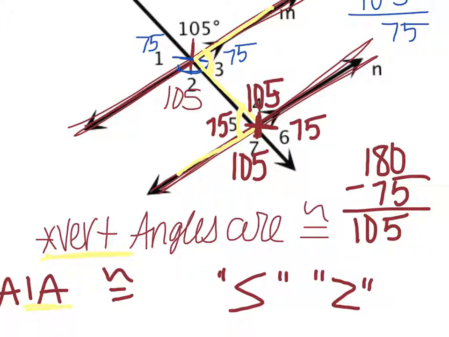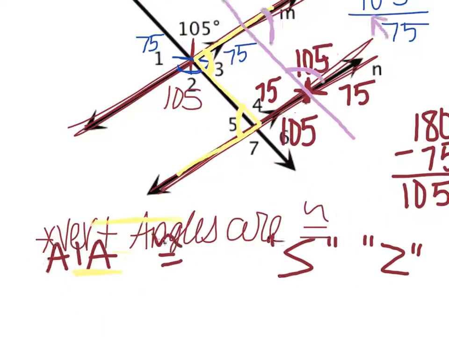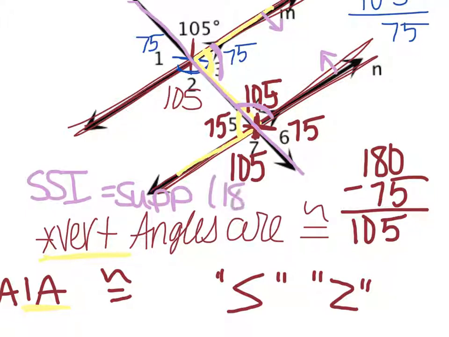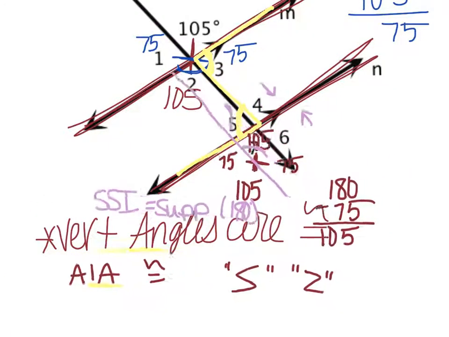The last type of angle that might be good to remember is same side interior angles. So those would be like angle 3 and angle 4. Those are same side interior angles. They're on the inside of the parallel lines and they're on the same side of the line that intersects them. Those are going to be supplementary, which means they add up to 180. So just some things to remember as you're working through your problems.